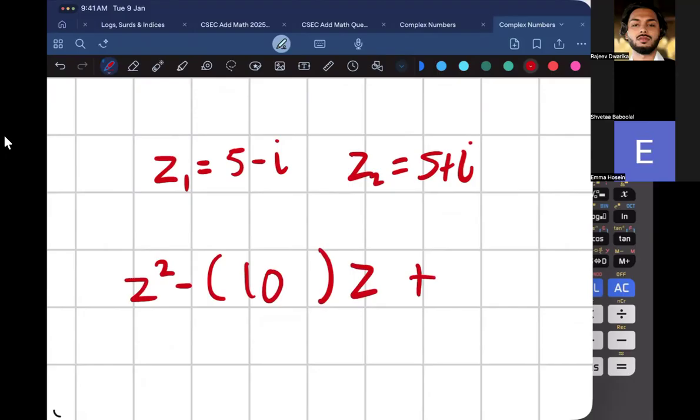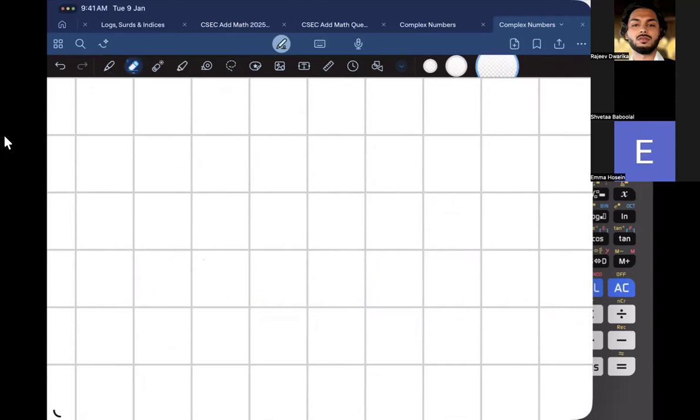And for the product, it would be the difference of two squares. So that'll be plus 25, put that in brackets, then minus i squared, so that's going to be plus 1. So how fast did we do that? You do that in less than a minute, right? So it's very easy. Easy marks, easy 3 marks.